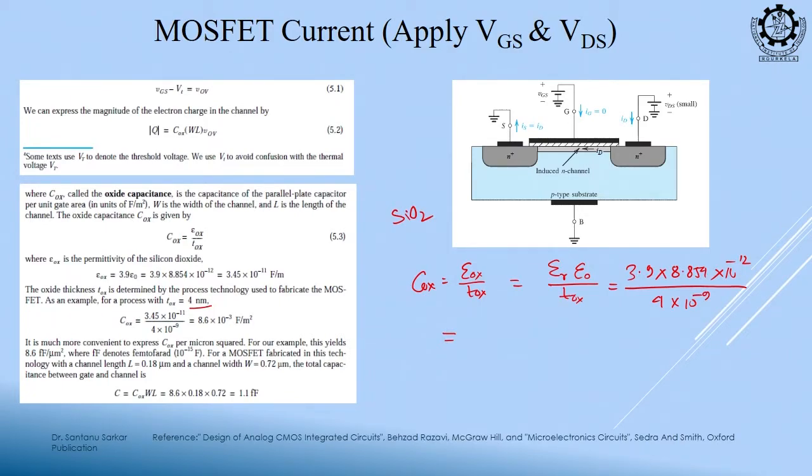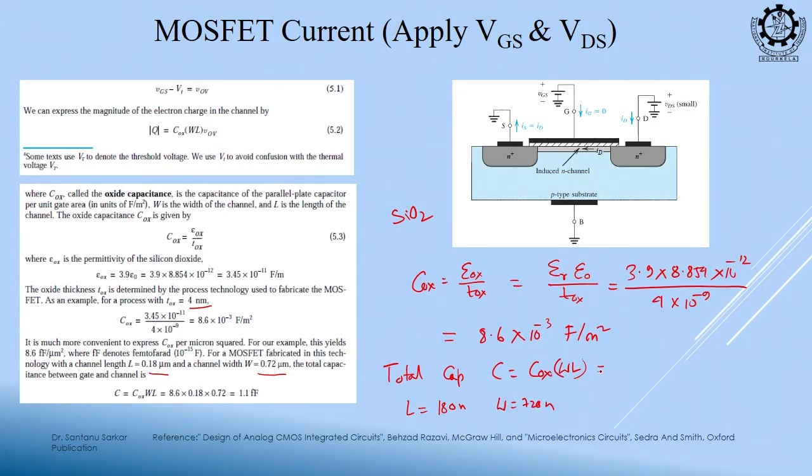So, whatever values they have given, let us consider this farad per meter square. If you make this micrometer square, then it will come in femtofarad. So, total cap, that is C, I told you we need to multiply, because this is per area, you multiply with area. Okay. Suppose your area is like L is 180 nanometer and W is 720 nanometer.